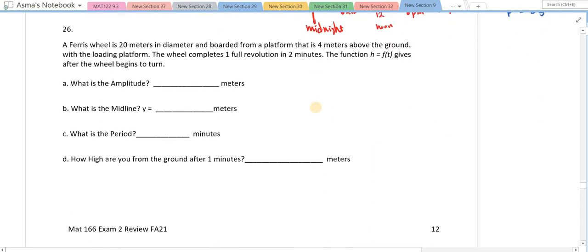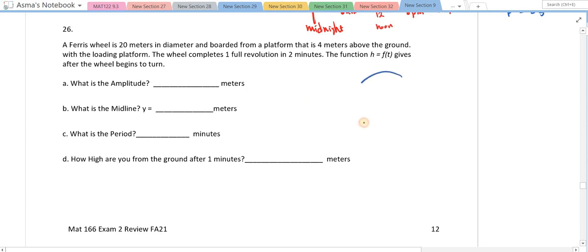A Ferris wheel is 20 meters in diameter and boarded from a platform that is 4 meters above the ground. With the loading platform, the wheel completes one full revolution in 2 minutes. The function h is equal to f of t gives the height after the wheel begins to turn. Okay, what is the amplitude? I'm going to try to graph this function.